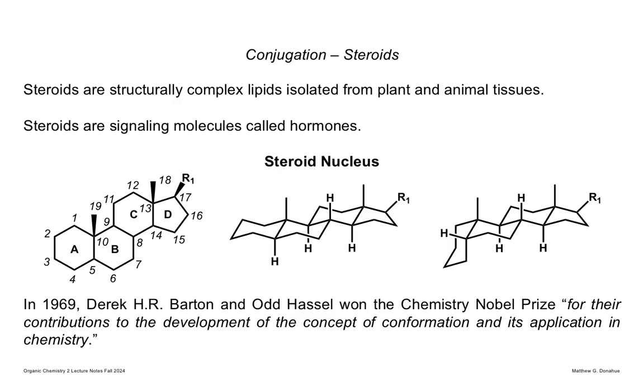So steroids themselves, they fall under this class of compounds called lipids. Lipids are typically fatty, and that means it's C-C and C-H bonds. There's not a whole lot of polarity to it. And they're isolated from plant and animal tissues. So again, a hormone signals something to start or stop in a biological process.